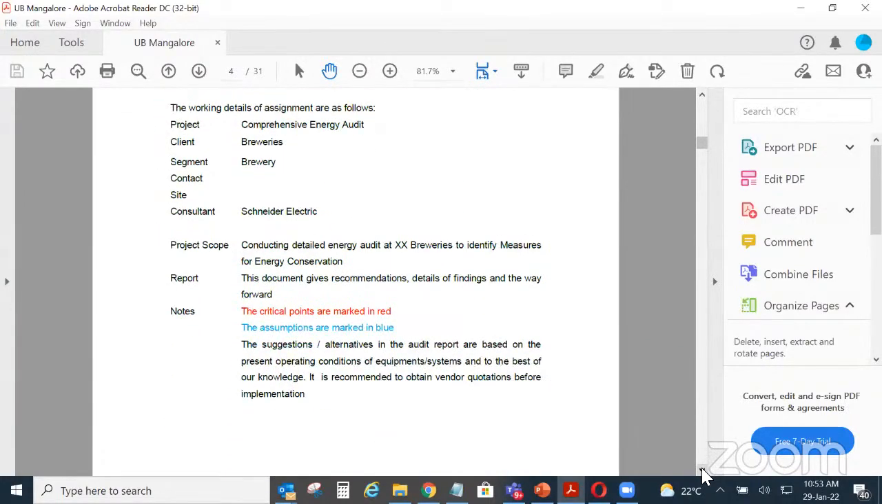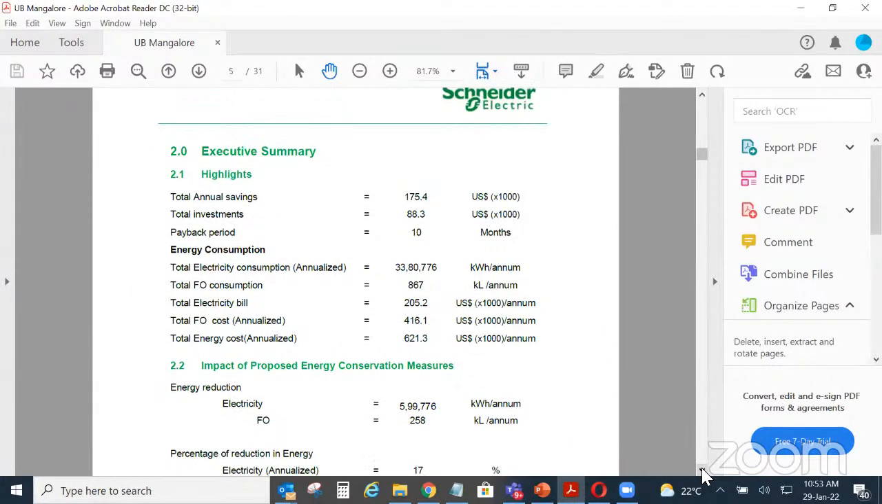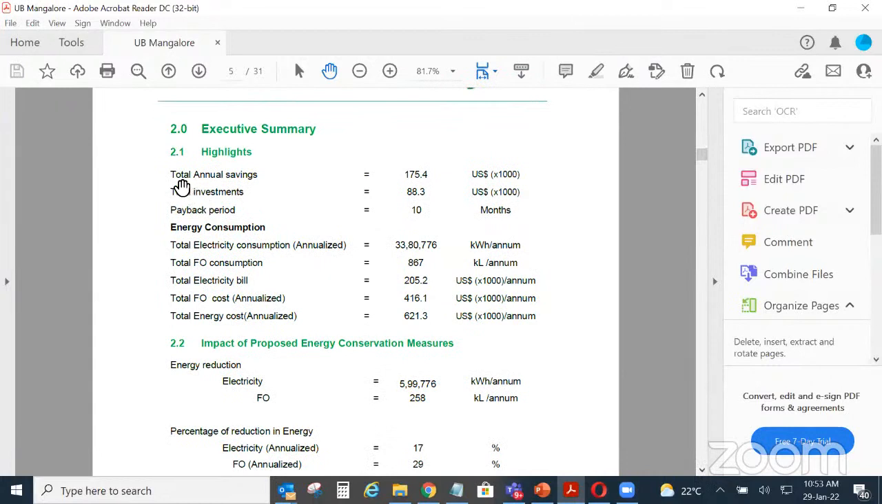Okay, so if you see some details here, I'll skip all these slides. This is how the data comes here. You can see the total annual energy consumption. It can be in Indian rupees also. Typically, the annual savings value, then investment figures, then payback.